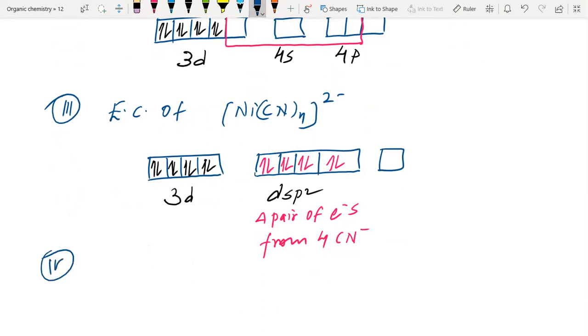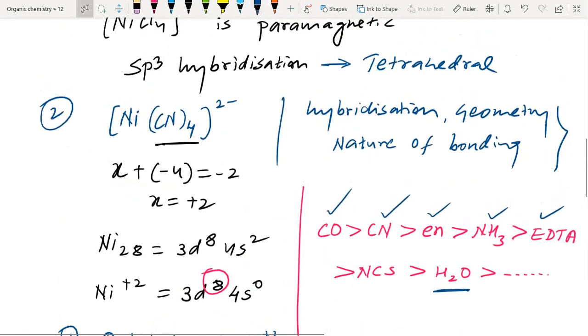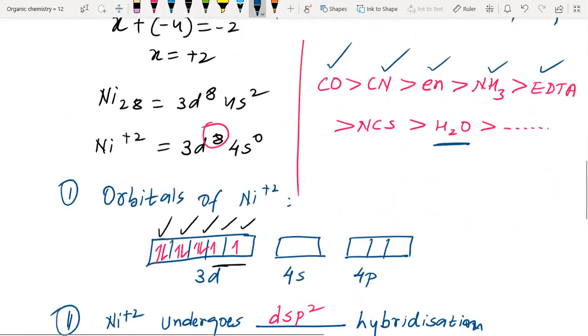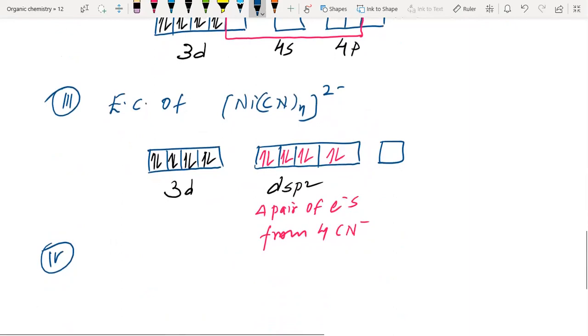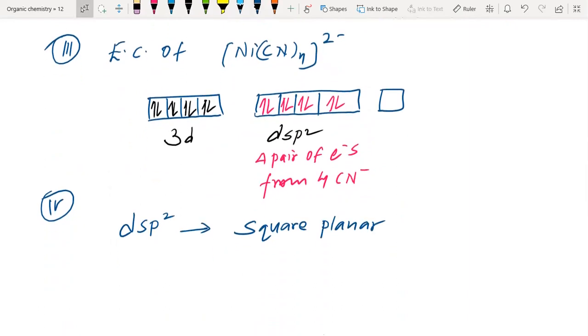Now with the help of this valence bond theory concept, we'll see what geometry we got here and the nature of bonding. On the basis of hybridization, as we got dsp2 hybridization, that means the geometry of this complex is square planar. And the nature of bonding here is that this complex is diamagnetic, as all electrons are paired up.